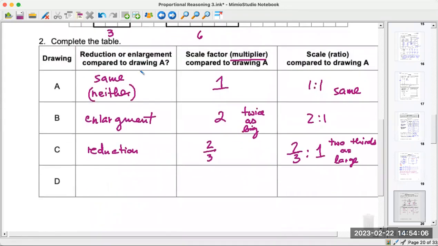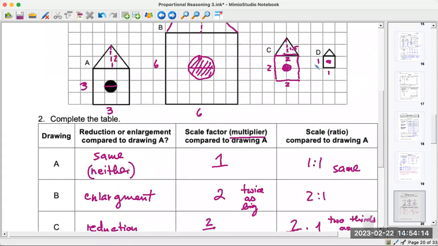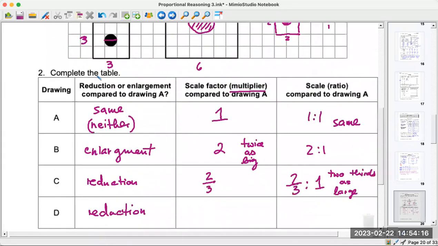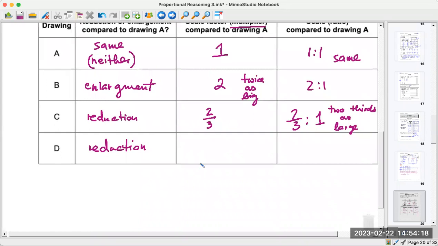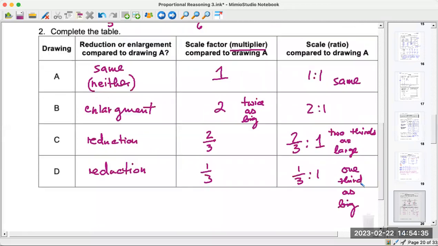And the last one is also a reduction, the little tiny one, and everything is shrunk by, let's look, it's a 1 to 3, right? So it's 1/3 as big. That's my scale factor, 1/3, and it's 1/3 to 1. And it's 1/3 as large. So that's how we fill this out.